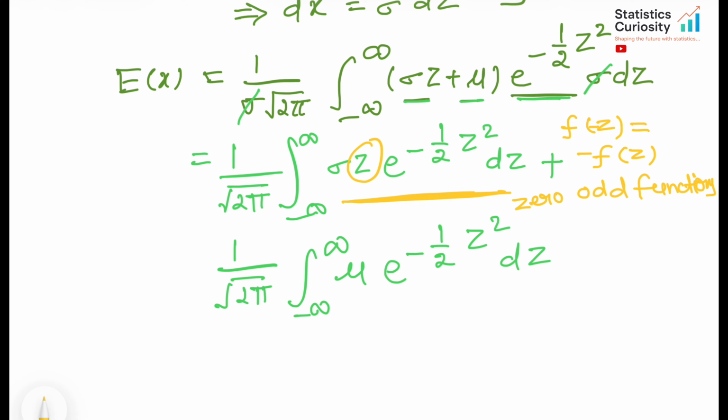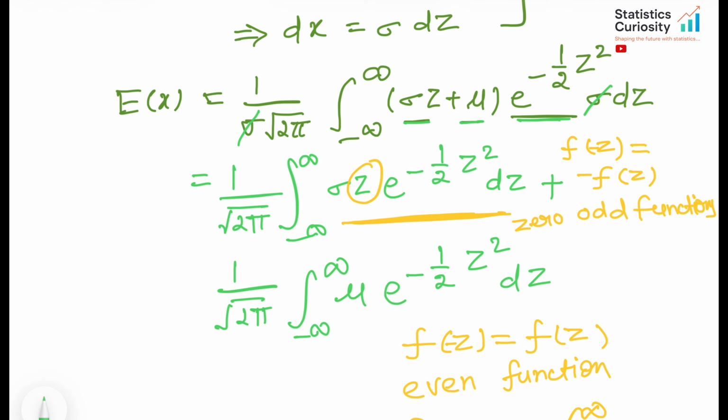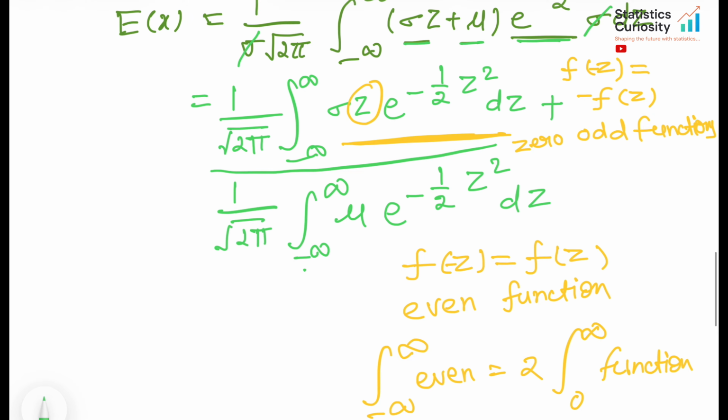Also, if you look carefully at this other function, f of minus z equals f of z, and such functions are called even functions. And what happens to an even function? The integration from minus infinity to infinity of an even function becomes 2 multiplied by the integration from 0 to infinity of that particular function. So this is the rule of integration. You have to remember that the integration of the odd term would be 0, and this will become 2 times 0 to infinity.